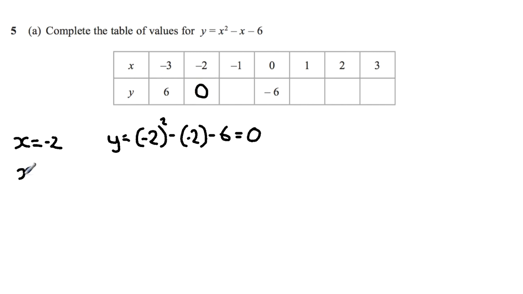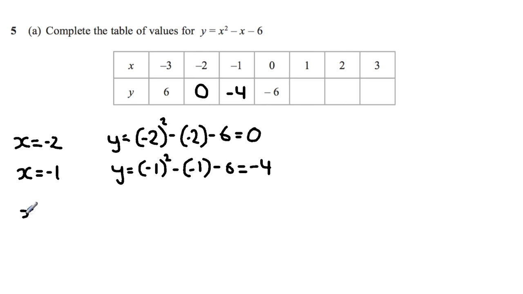Now, when x is equal to minus 1, I'm going to repeat the same procedure again. So y equals open brackets minus 1 close brackets raised to the power 2, minus open brackets minus 1 close brackets, minus 6, equals minus 4. So we have minus 4. When x equals 1, again substitute into the equation: 1 raised to the power of 2 minus 1 minus 6 equals minus 6, so we should have minus 6 over here.